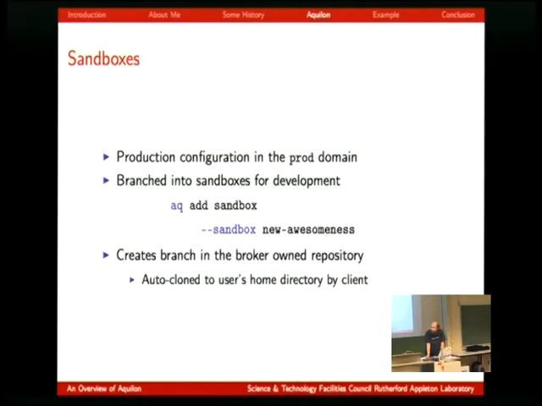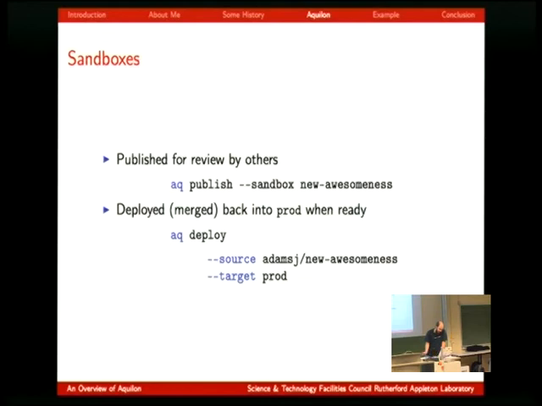So I talked about sandboxing just a minute ago, but they're really, really easy to create, really lightweight. They just get a branch that you ask the broker to do it for you. So you use the AQ command. For example, I create a sandbox called New Awesomeness because I always implement New Awesomeness. And it gets cloned by the client and set up for you. You can just CD into it and start working.